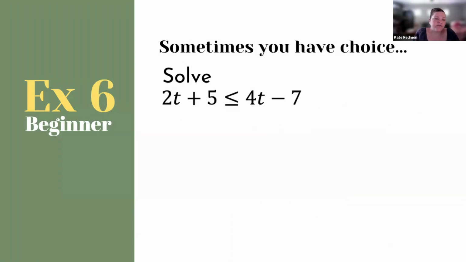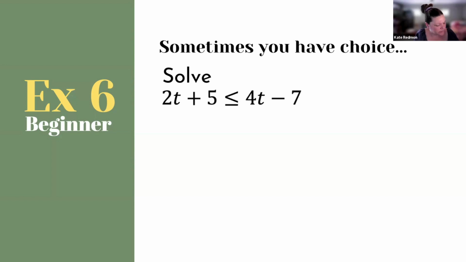So sometimes it's straightforward. There's just a negative over there with a letter and it makes sense. We have to move a negative. But sometimes you have a choice. We'll read this first. Solve: 2t plus 5 is less than or equal to 4t minus 7.